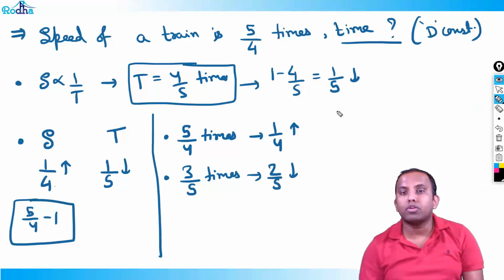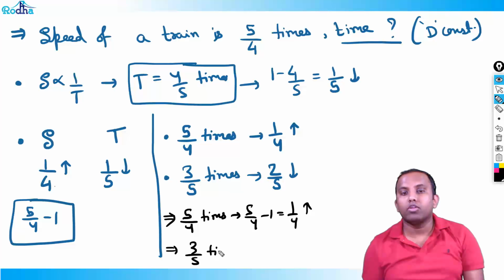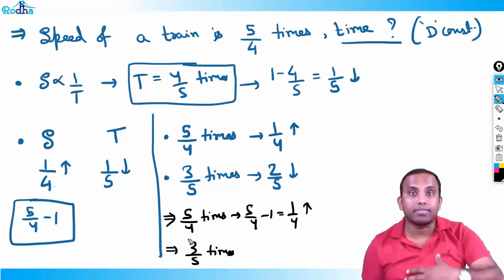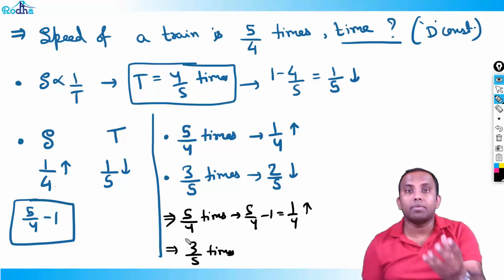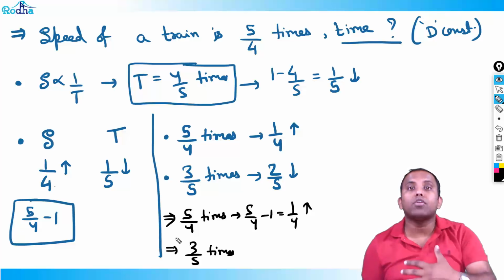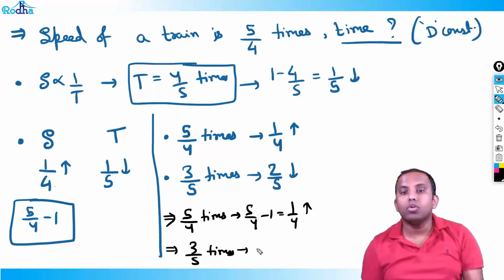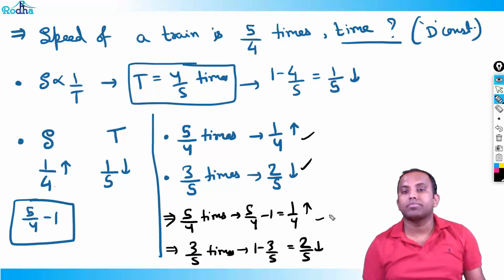5 by 4 times, what to do? I know it is more than 1. So 5 by 4 minus 1, that is 1 by 4 increase. Okay. 3 by 5 times. I know 3 by 5 is less than 1. If your wallet money has become 3 by 5 times, it has become less than the original. How much less? 1 minus 3 by 5, that is 2 by 5. Right. This is what you got here. 2 by 5. 1 by 4.